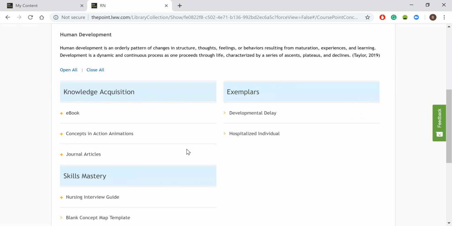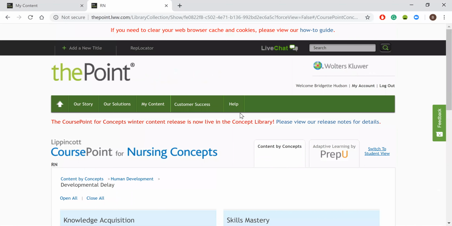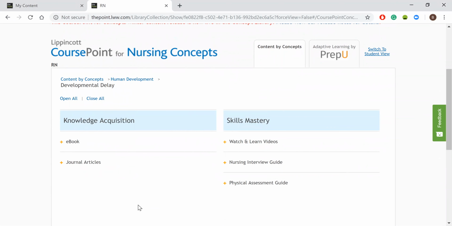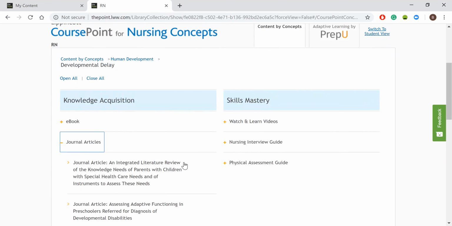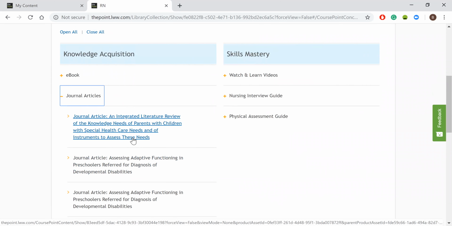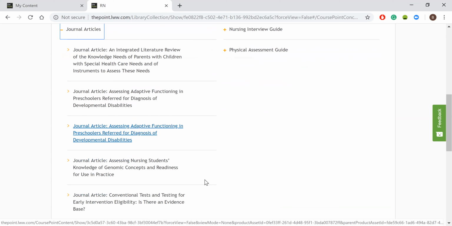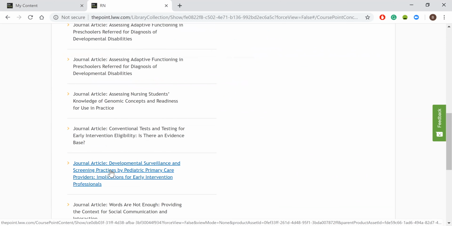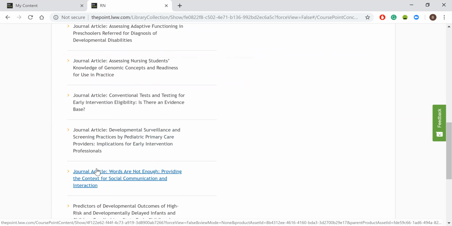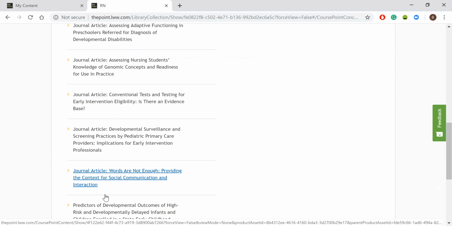So under human development, you have developmentally delayed. So it'd be like your Down syndrome, your cerebral palsy, they may fall underneath that, but your two exemplars are the hospitalized individual and developmental delay. So I would click on those exemplars. All right, so what you have available are journal articles. So they look at kiddos with special needs, the adaptive functioning for preschoolers, the genetics, the surveillance related to pediatric patients, and it's kind of a list.